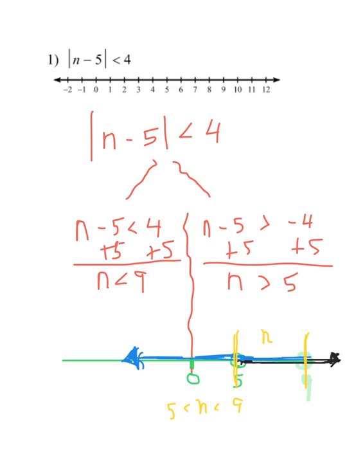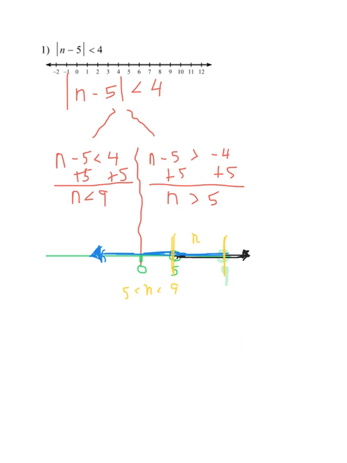So what that means is if I pick a number between 5 and 9, it will work in the inequality. For example, if I pick 6 and I put it into that inequality, I have the absolute value of 6 minus 5. Is that less than 4? Let's see, 6 minus 5 is 1. The absolute value of 1 is 1. Is 1 less than 4?